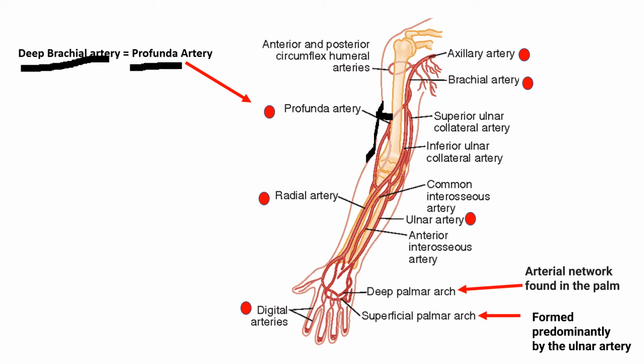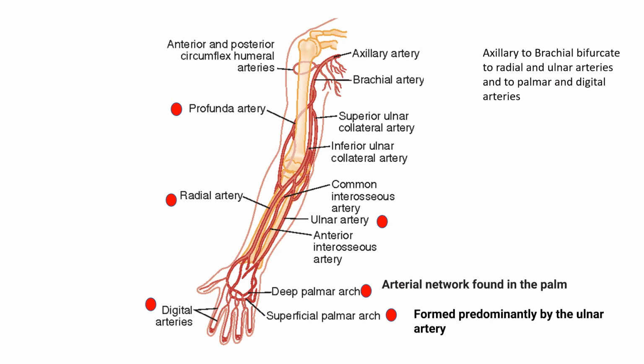And then again, like I said, the arterial network found in the palm, that's the deep palmar arch, and the one supplied predominantly by the ulnar artery is the superficial palmar arch. All right, I think that's pretty much talking about the same thing here.